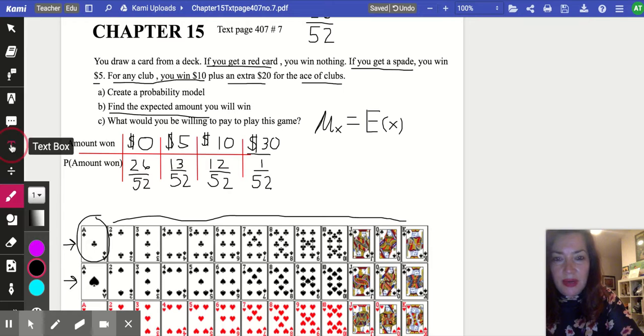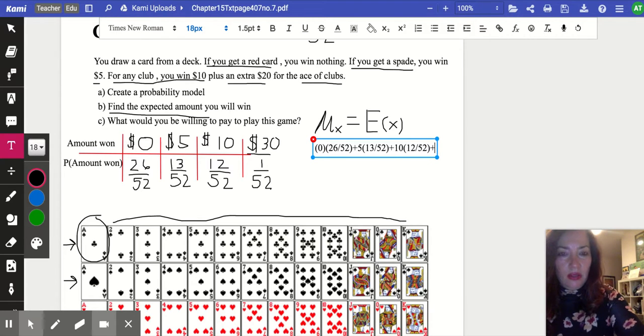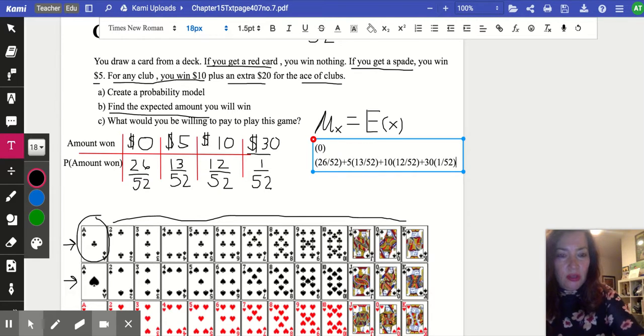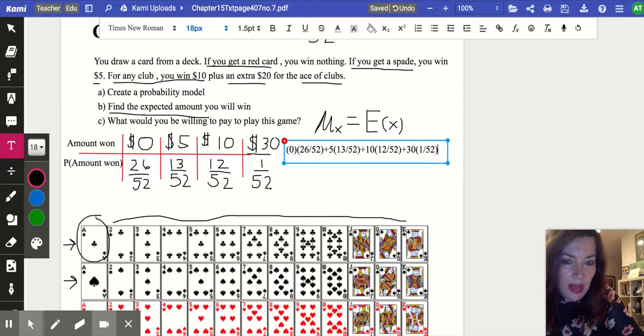And so actually, I'm going to type it out over here. That would mean 0 times its probability, which is 26 out of 52, plus 5 times its probability, which is 13 out of 52, plus the third X, which is 10 times its probability, which is 12 out of 52. And then add it to the last one, which is 30 times 1 out of 52. That will give us the average, or the expected value.